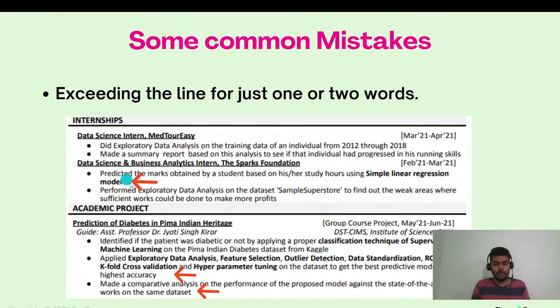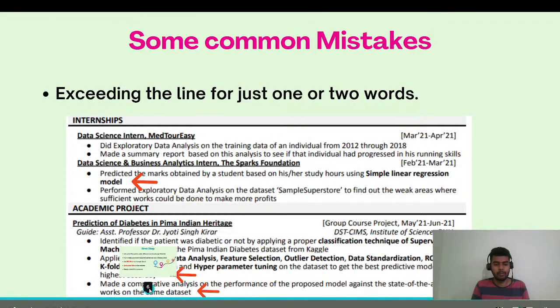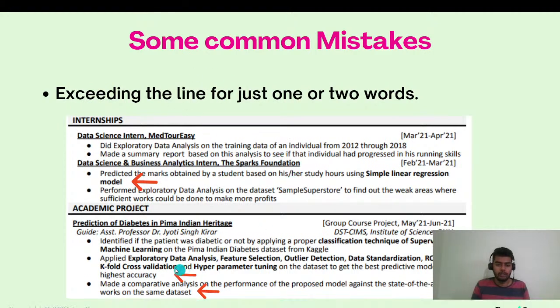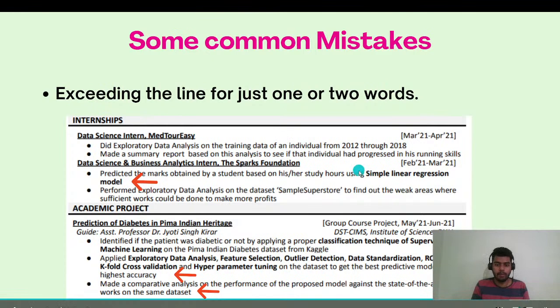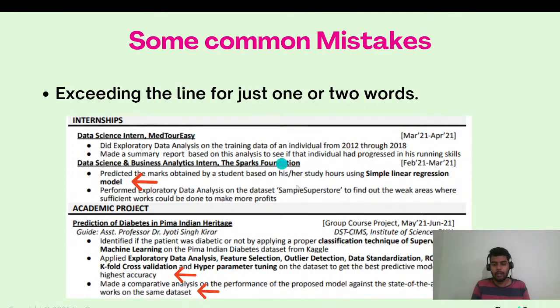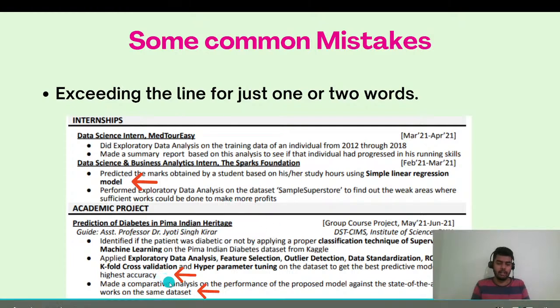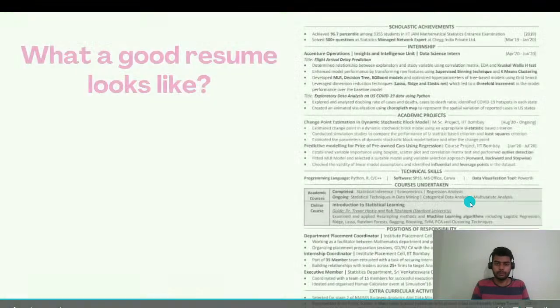So for one or two keywords, don't cross the line. Try to adjust in the same line by removing the a and the keywords. Or maybe you are writing a and d and, so instead of a and d, you can use the and symbol. That is also advisable. Whatever you can do, try to implement that. Things like this don't look too good. Your line getting exceeded just for one or two keywords, so don't make this mistake either.